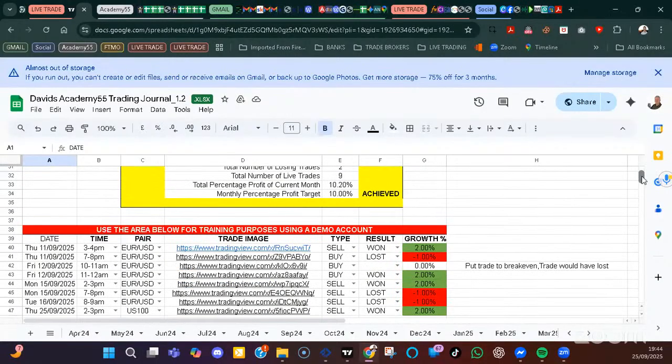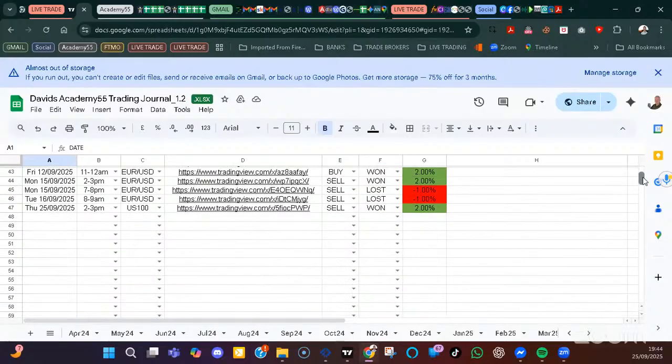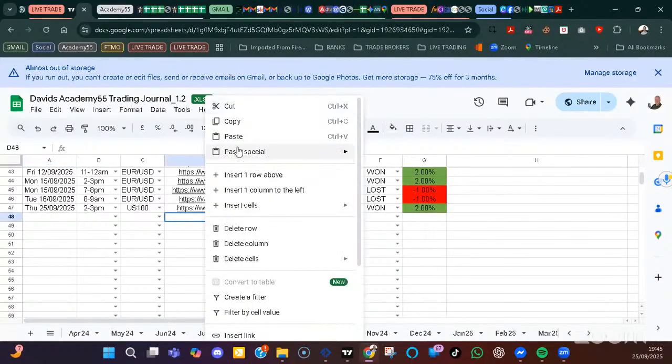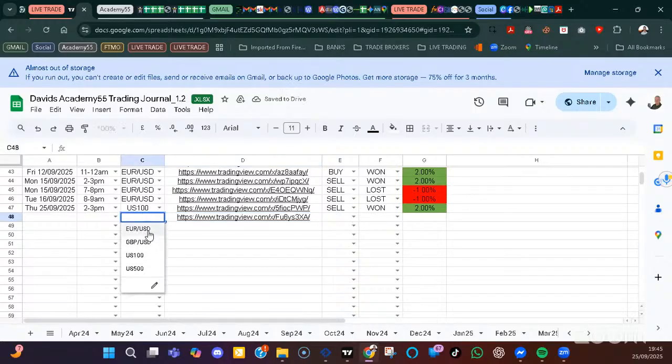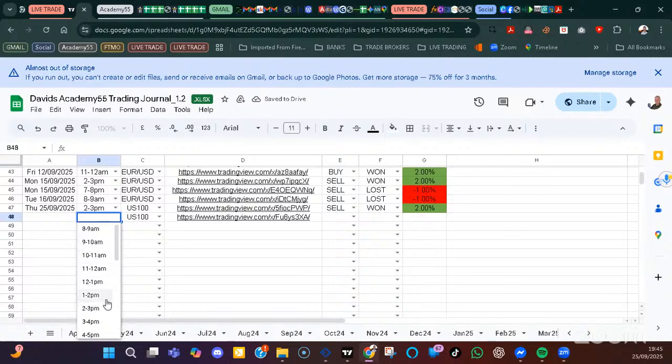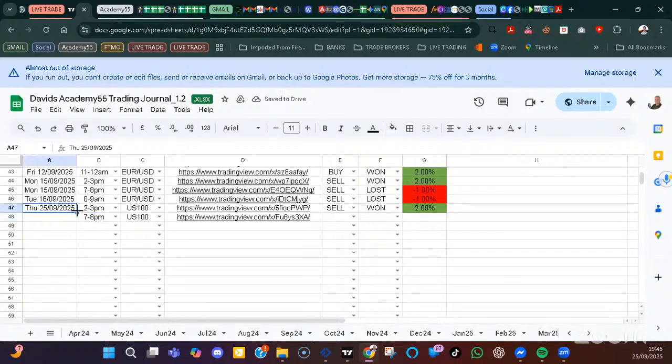But for you guys, I carry on trading, so I do these on demo. This is the one this afternoon. This is this evening's one. Paste it in there. I was on the US 100 again, wasn't I? And I was between 7 and 8 in the evening here in the UK. Again on Thursday, it was a buy, and it won, and another 2%.